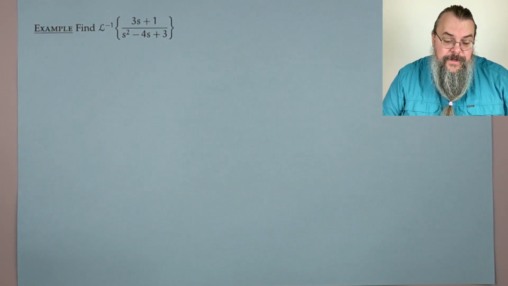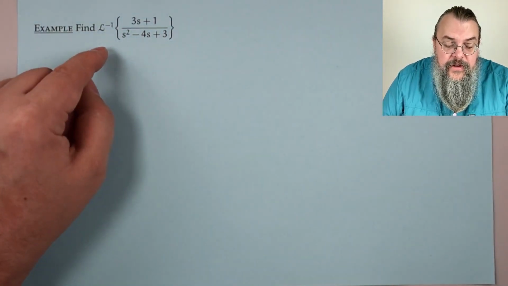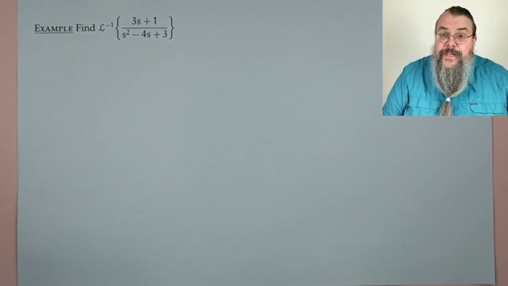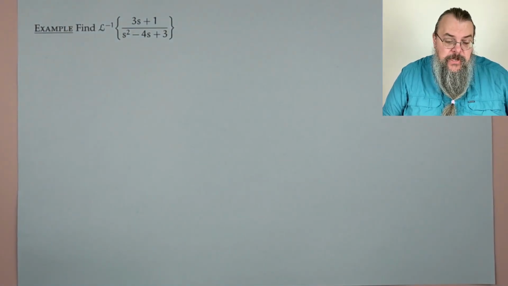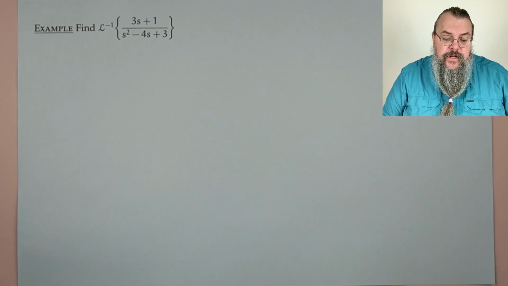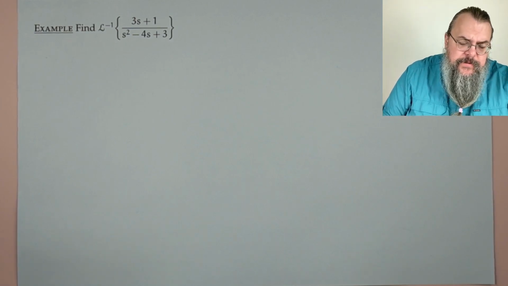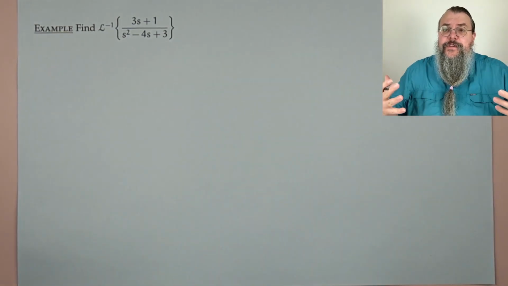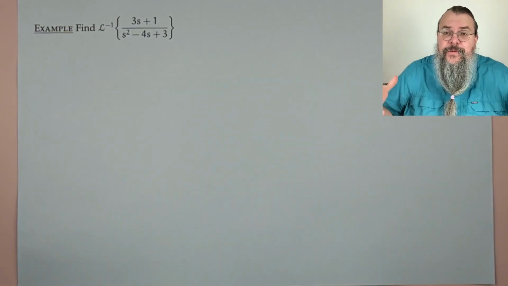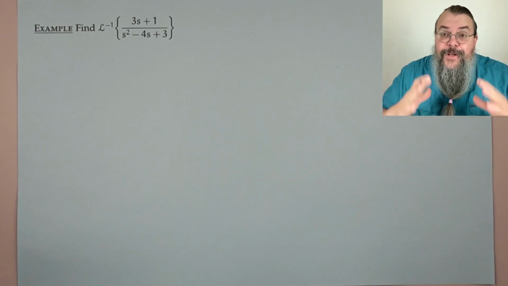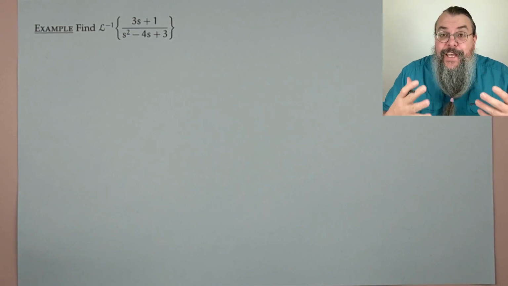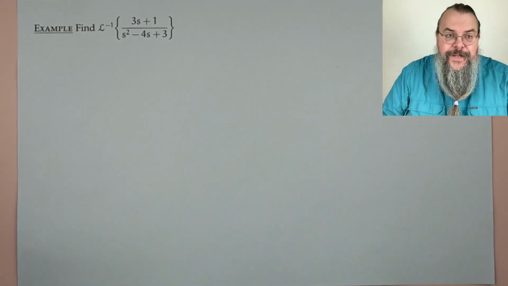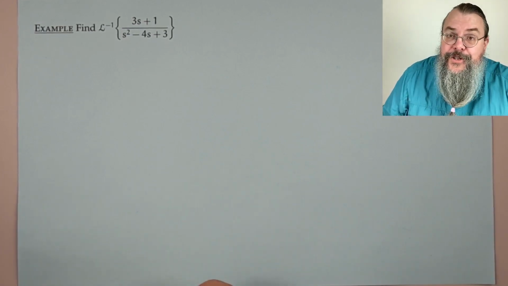So let's do the following. Find the inverse Laplace of 3s plus 1 over s squared minus 4s plus 3. Well, what's going on? First off, it doesn't quite look like anything on our table, but remember, the goal of the inverse Laplace is to say there's only a few things we can do, and so if it doesn't look like anything on our table, can we make it look like something on our table? Can we use algebra? Well, I think we have a chance.